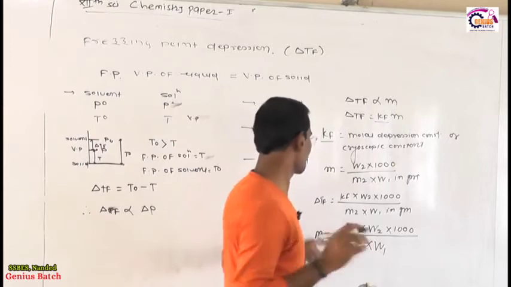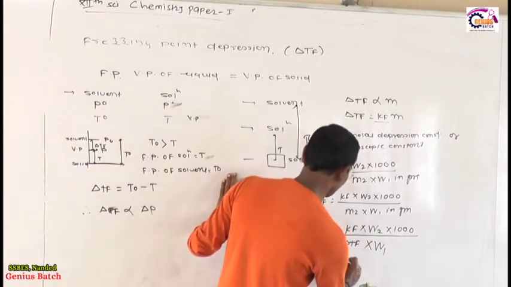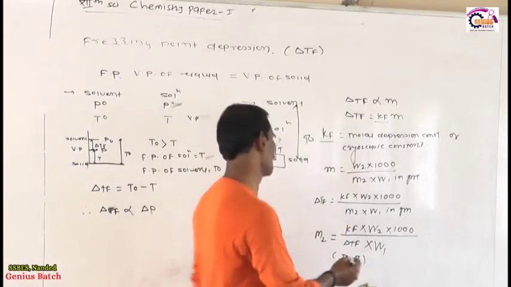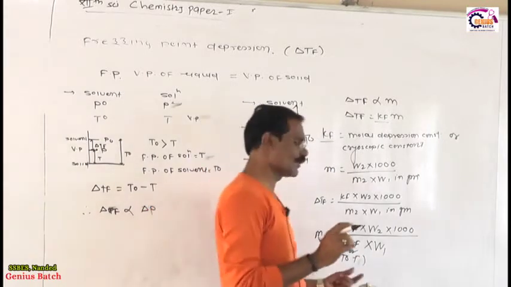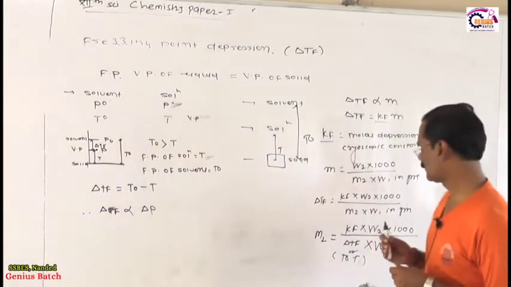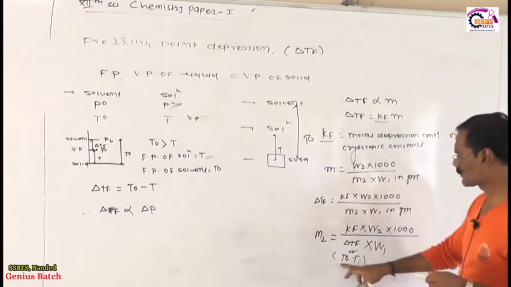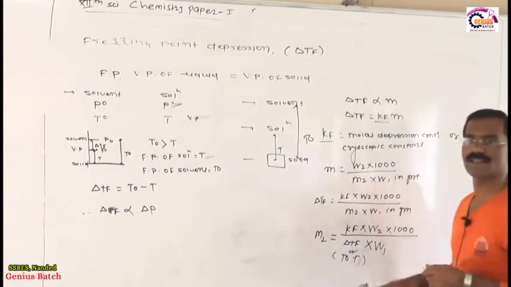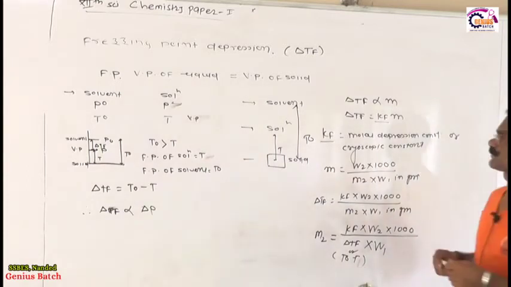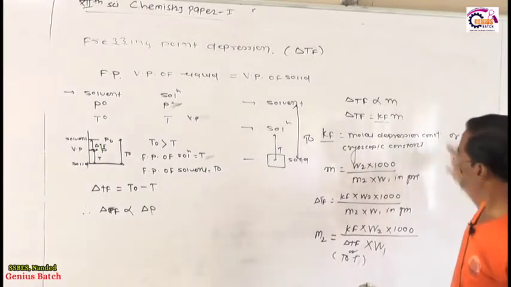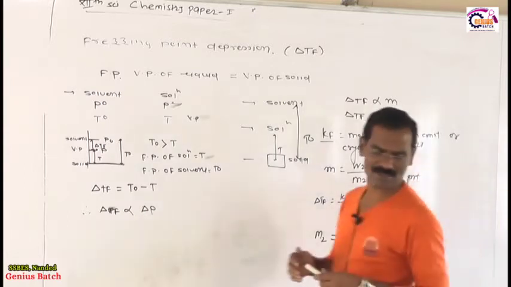Now what is delta TF? Delta TF is nothing but T0 minus T. What is T0? T0 is the freezing point of pure solvent, and what is T? T is the freezing point of solution. Okay, so by using this we discuss the depression in freezing point.